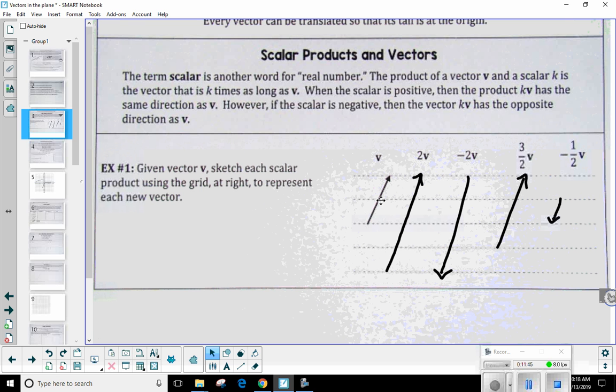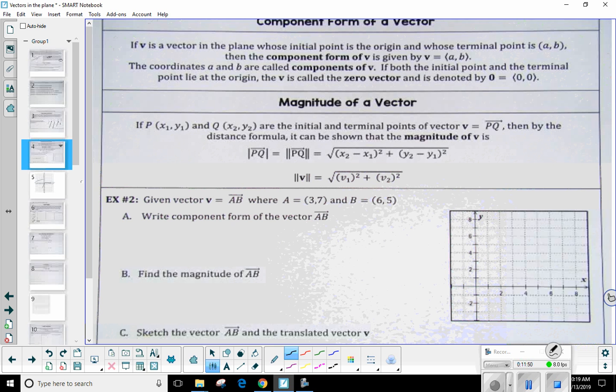Easy? Okay, well, let me introduce you to something that we call component form. Component form is going to really dictate a lot of what we do and work with when it comes to vectors. Okay, if v is a vector in the plane whose initial point is the origin and whose terminal point is (a, b), then the component form of v is given by v equals ⟨a, b⟩. Now, this is how we denote component form.